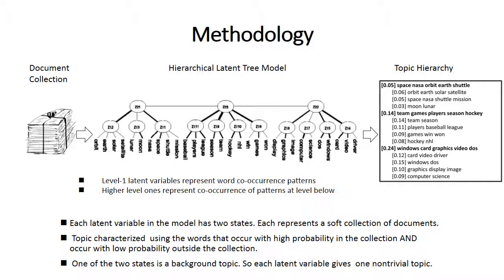Each latent variable in the model has two states. Each state represents a soft collection of documents. We interpret it as a topic, and we characterize it using the words that occur with a high probability in this collection and occur with low probability outside the collection. One of the two states is a background topic, so each latent variable gives us one non-trivial topic. The number before each topic indicates the percentage of the document collection which will belong to the topic.